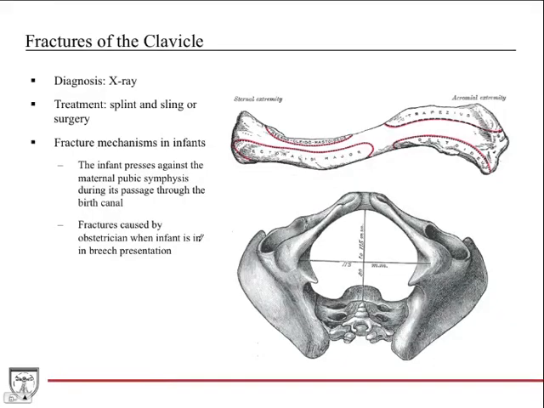All right, just to finish up, fractures of the clavicle are diagnosed with x-ray. For treatment, you put a splint and a sling on, or you can do surgery. Fracture mechanisms, there are two mechanisms here that we'll talk about. This is just a good obstetrics tie-in.